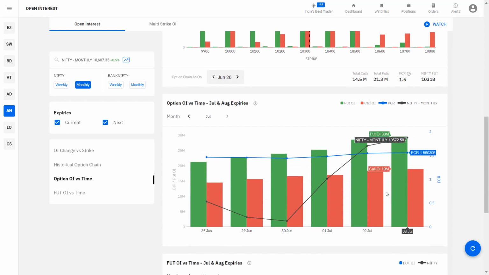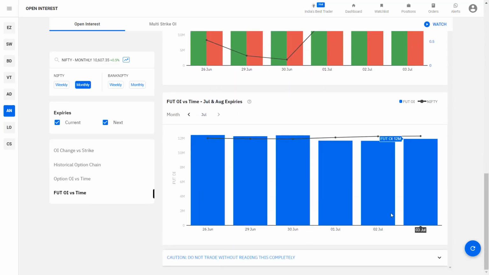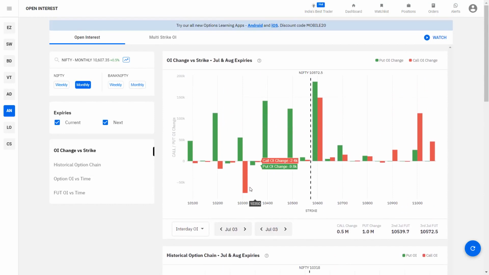And this is the OI versus time. You can see this is the call OI and put OI, put OI and call OI on June 26th, put OI and call OI on 29th, put OI and call OI on 30th, and so on and so forth. And this finally is the futures OI. You can explore this, right?